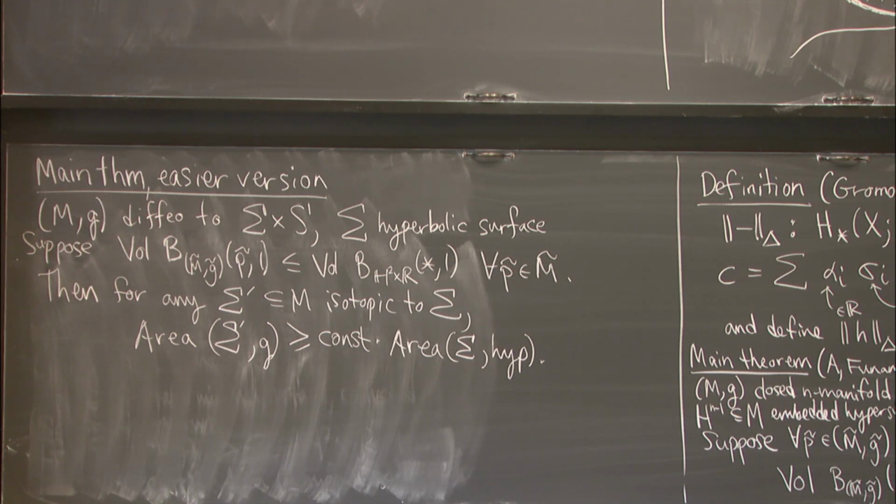Actual bounds for the constants, let's see. Because this is based on what I called the unit ball theorem, I think the constants there are not good at all. I think you could have constants, but they wouldn't be good.